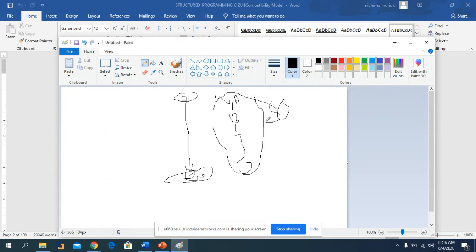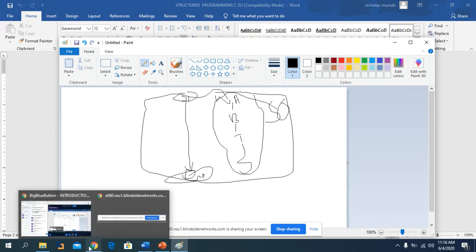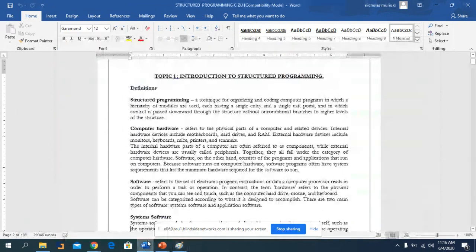And with this sequence of operation that we are having, we cannot wake up and go to school, then we come and bathe, then we take breakfast, or we take breakfast, then we come and bathe. So there is that organization that you have to follow. So that is when you're talking about structured, where the user is able to look at the interpretation of the program from top to bottom. So that's why we are saying each has a single entry and a single exit point, and it is one in which control is passed downward through the structure without unconditional branches to a higher level of the structure.